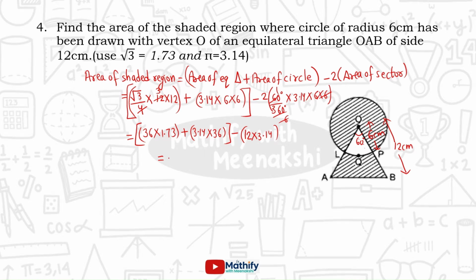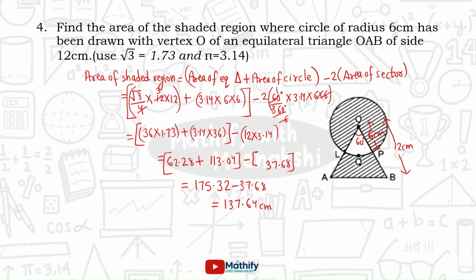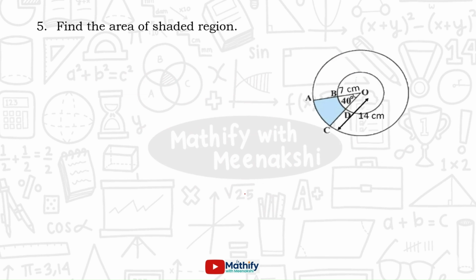36 into 1.73, that is 62.28, plus 3.14 into 36, that's 113.04. You can check your answers. Minus 12 into 3.14, and that is 37.68. So 175.32 minus 37.68. So your final answer is 137.64 centimeter square. Let's move to the next question.